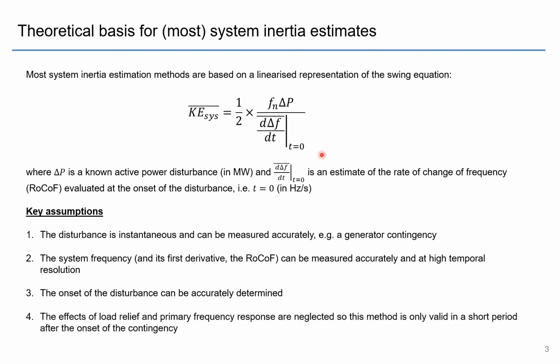And lastly, we are neglecting the effects of load relief and any primary frequency response. So this method is really only valid for a short period after the onset of the contingency. You can't keep using this method 4, 5, 6, 7 seconds into a contingency, because it's no longer valid when you have the effects of load relief as well as primary frequency response coming into play. And this method becomes even more difficult if you have fast frequency responses coming in.